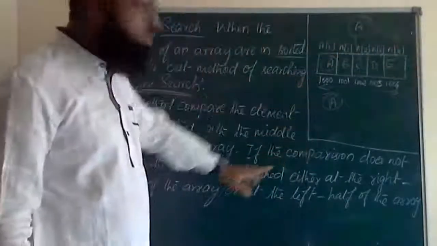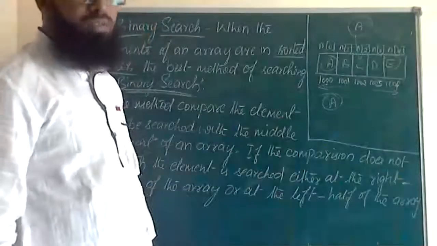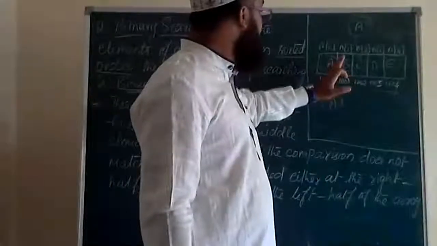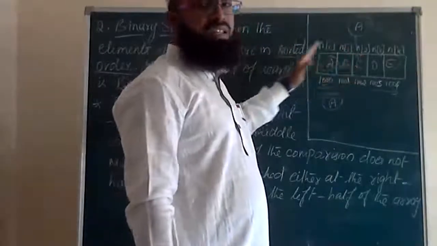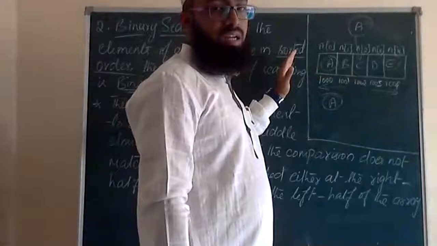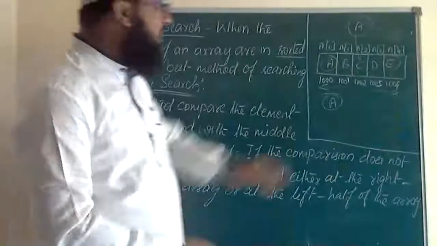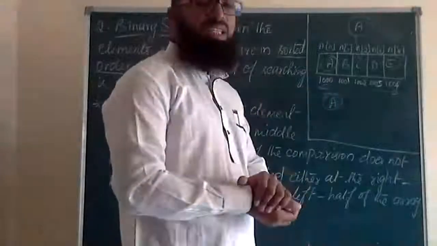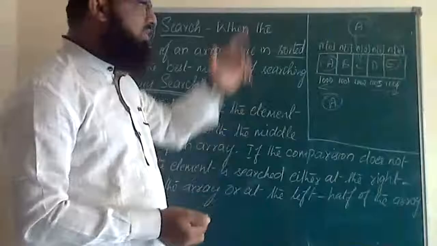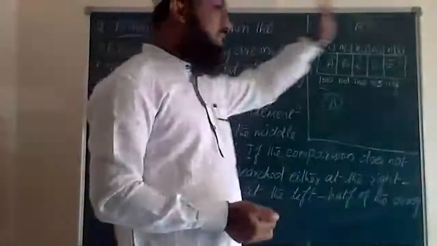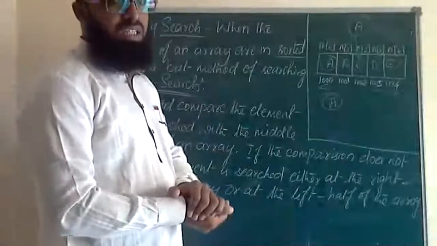Then if it does not get the result, it will go to the left half of the array, and search the elements or the data items remaining at the left side of the array. Like that it will search, and finally till it gets the answer, binary search will continue its searching. First it will compare to the middle point, then it will search at its right side, then it will search at its left side. This is the difference.